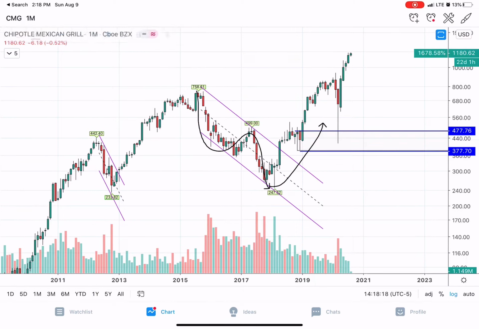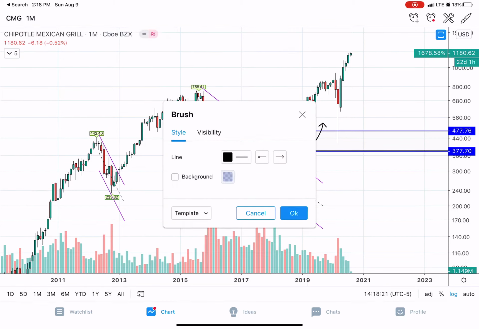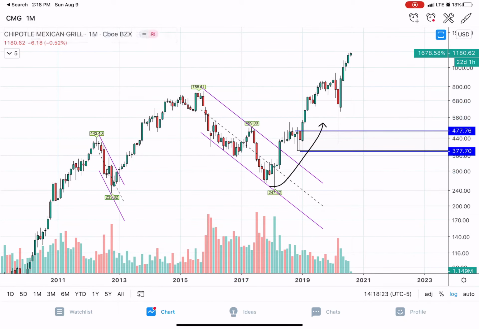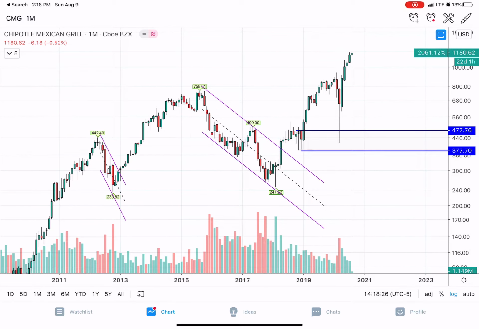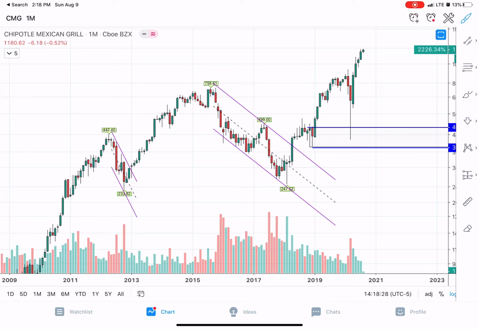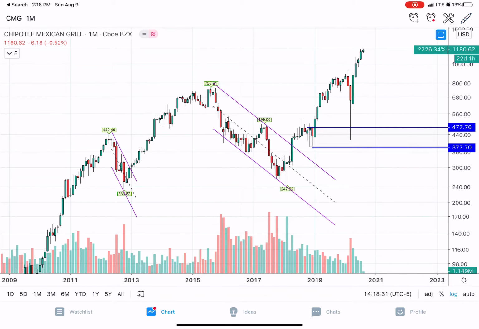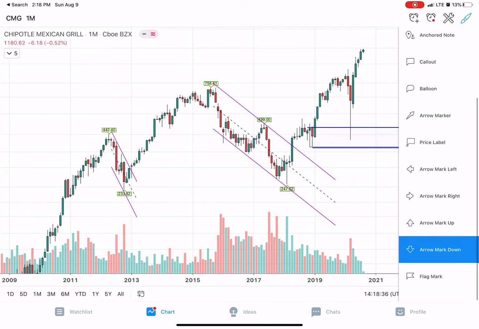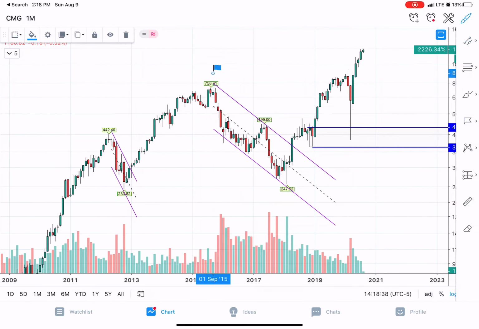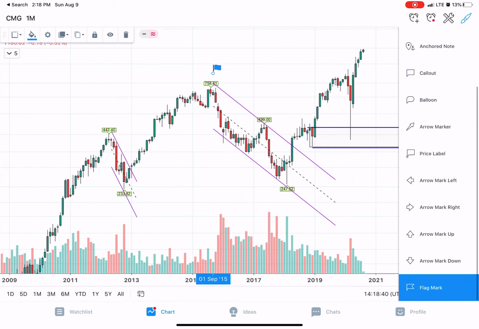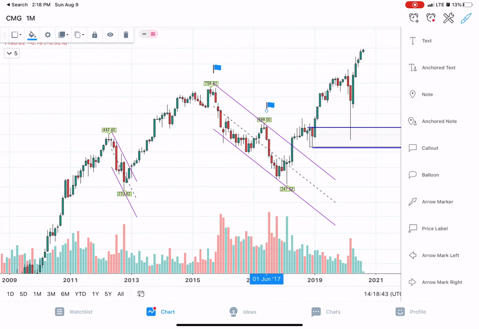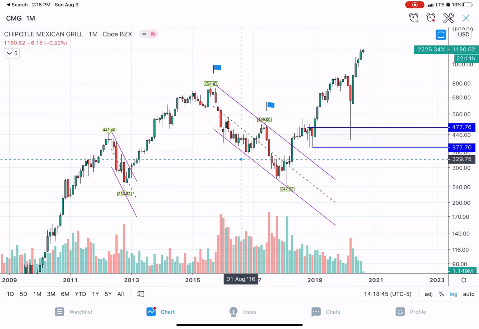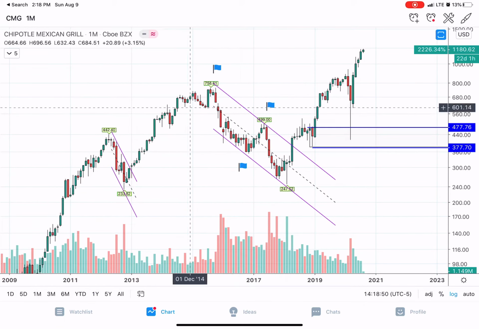Let me delete this so it's out of our way. Okay, so again, we need 3 points. Where's my flag tool? Flag. Okay, we have a high here. We have a high here, and then we have a low here. So again, with 3 points for channels, you can actually accurately project where a corrective move could end.